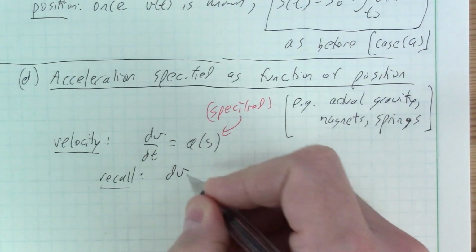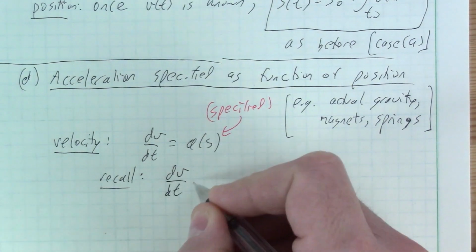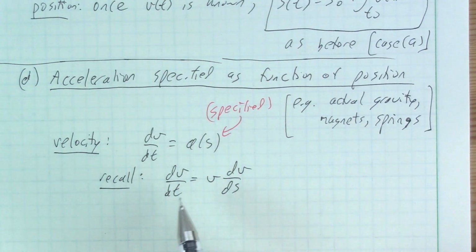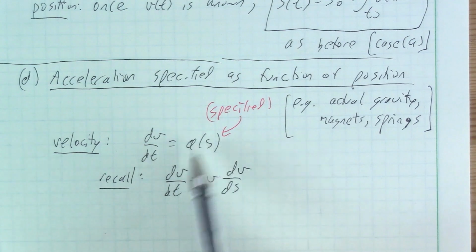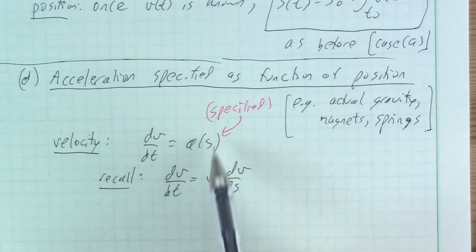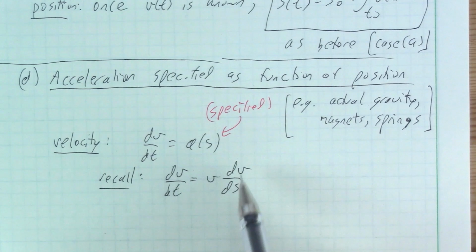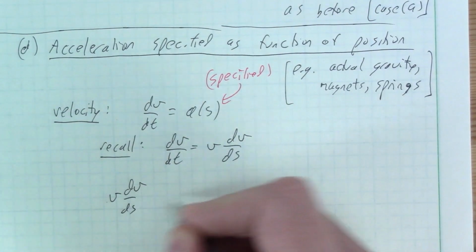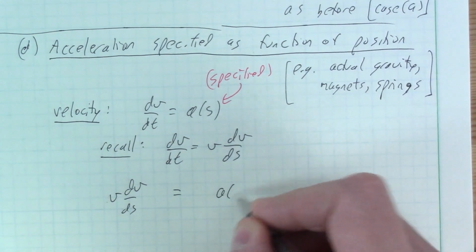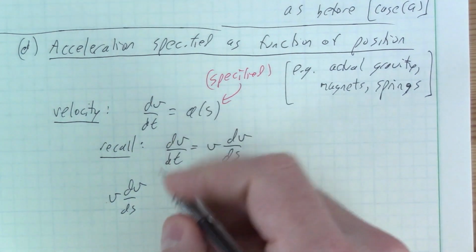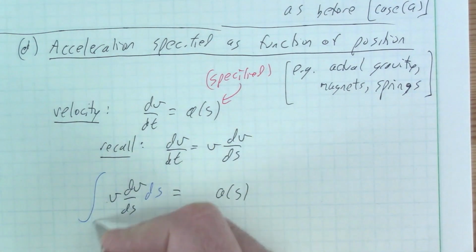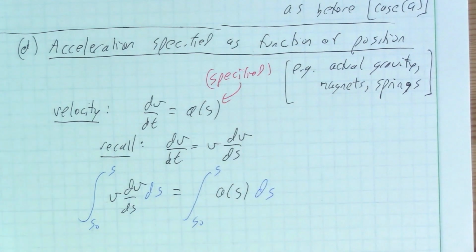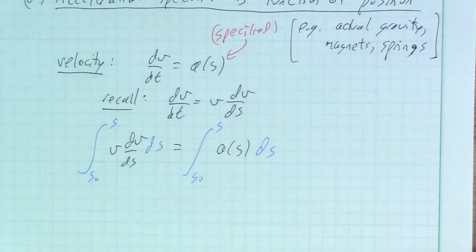Here again we'll use this alternate way to write the expression, because we don't have any information about time here. We only have information about how acceleration changes with space. So we need to rewrite the left-hand side in terms of a spatial derivative. We'll take v dv/ds, which equals a of s. Now we want to take an integral in space, the same integral operation to the right-hand side that we did to the left-hand side.